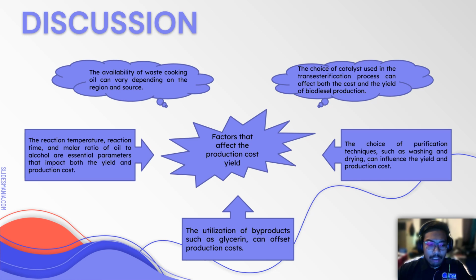Reaction time and molar ratio of oil to alcohol are essential parameters that impact both the yield and production costs. The fourth one is the choice of purification technique, such as washing and drying, which can influence the yield and production costs. And lastly, the utilization of byproducts such as glycerin can offset the production costs. That's all for me.